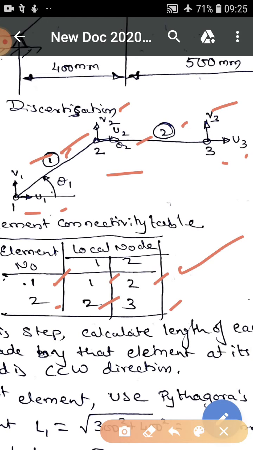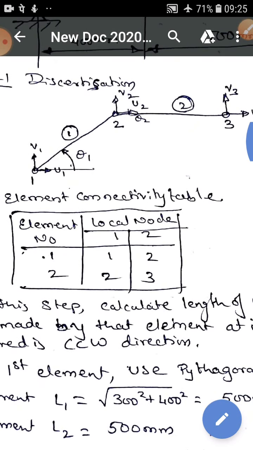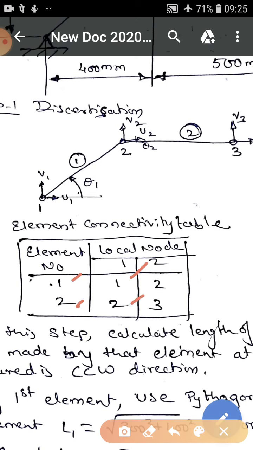Now this element connectivity table is important, and its importance is seen in the immediate second step. You can see, while writing the definition of theta, we have told you theta is the angle made by that element at its local node 1. If you are measuring the angle of element 1, you should measure at node 1. If you are measuring the angle made by element 2, then you have to measure at node 2. That is the reason this element connectivity table helps us, okay.